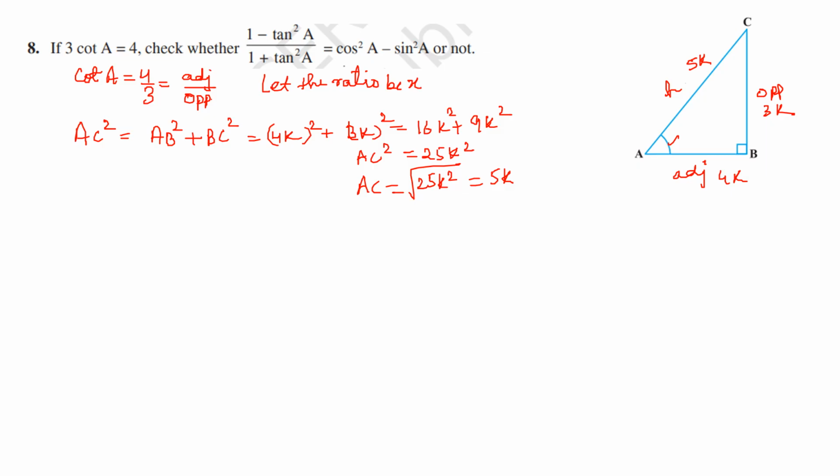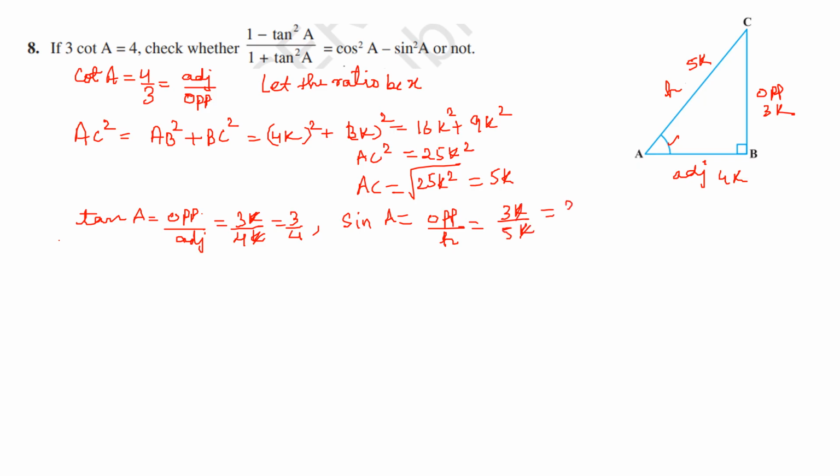Now let's start with the LHS part. But before that, find the value of tan A. We are going to use it. Tan A is opposite by adjacent. Opposite is 3k by 4k. K cancel. It is 3 by 4. Now sin A is opposite by hypotenuse. Opposite is 3k by 5k. K cancel, 3 by 5. And cos A is adjacent by hypotenuse, which is 4k by 5k. K cancel, so 4 by 5.